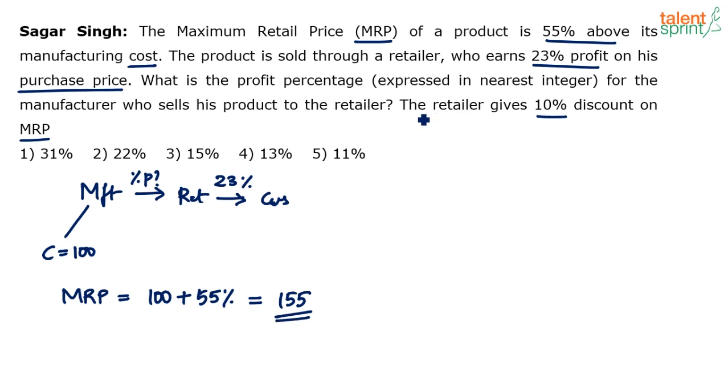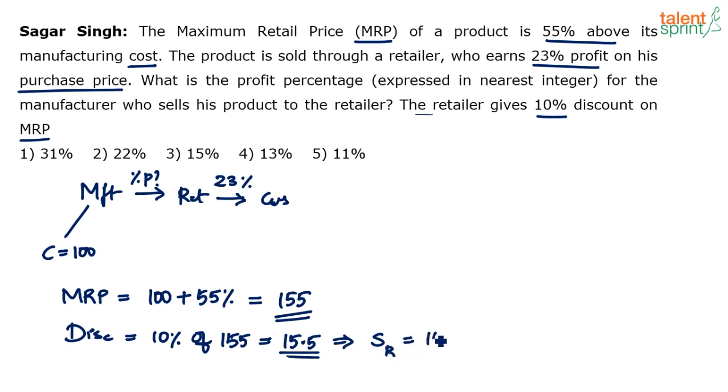Now come to this last point. The retailer gives 10% discount on MRP. What is the discount given? 10% of 155, which is 15.5 rupees. Which means, what is the selling price of the retailer? Selling price for the retailer is 155 minus 15.5, which is 140 rupees approximately, 139.5 to be precise. You're able to follow.